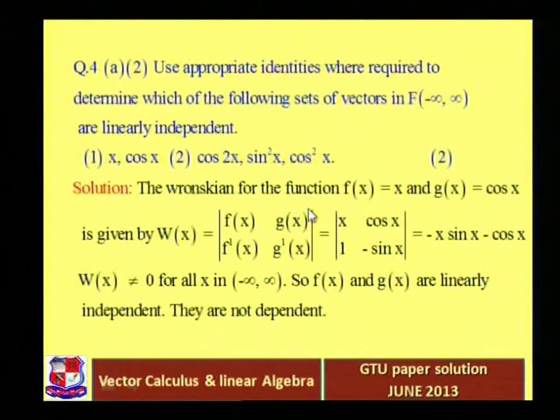So the Wronskian for the functions f of x equal to x and g of x equal to cos x is given by w of x equal to the determinant with first row f x, g x and second row f dash x, g dash x. Instead of f x and g x we have x, cos x, and instead of f dash x, g dash x we have 1, minus sin x. To solve this determinant, this is minus x sin x minus cos x. So w of x is not equal to 0 for all x in minus infinity to infinity. So f of x and g of x are linearly independent, they are not dependent. Okay.